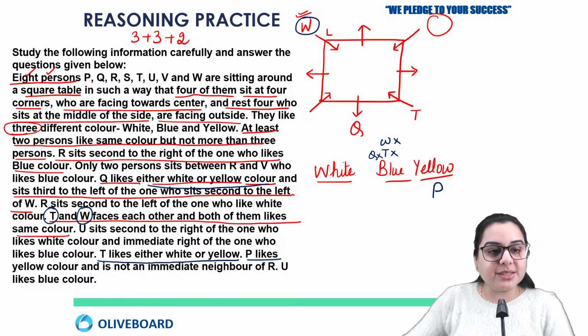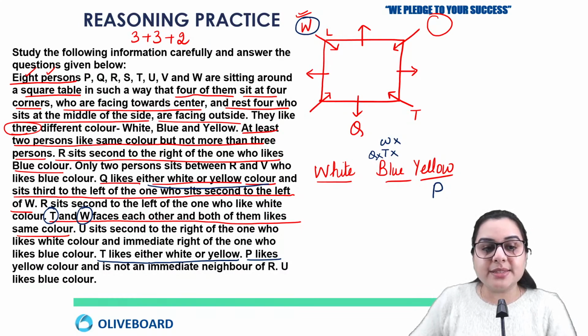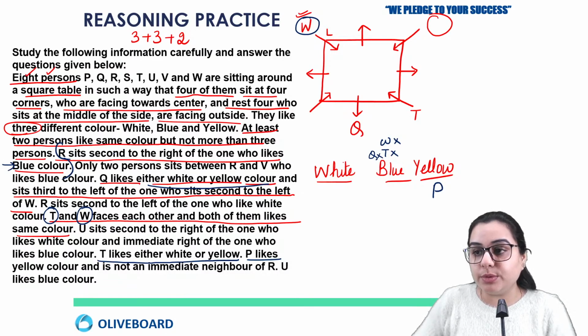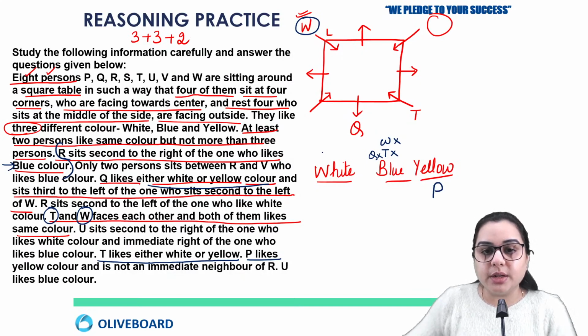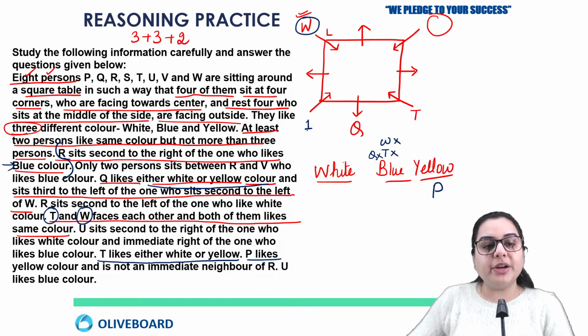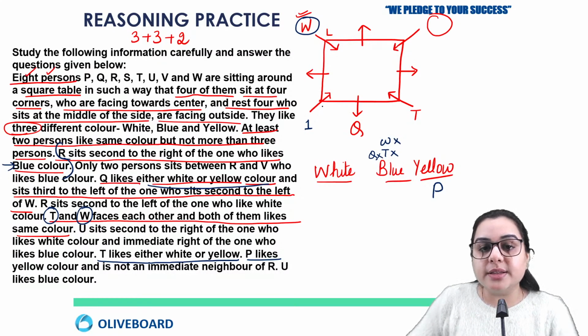Okay, so this line, the first line, that R sits second to the right of the one who likes blue color. If I want to use this line, where can I write blue color? So I'm just going to number this number 1. On number 1, if I write blue, then second to the right I have to make R sit, but here T is sitting. So on number 1 I cannot write blue.